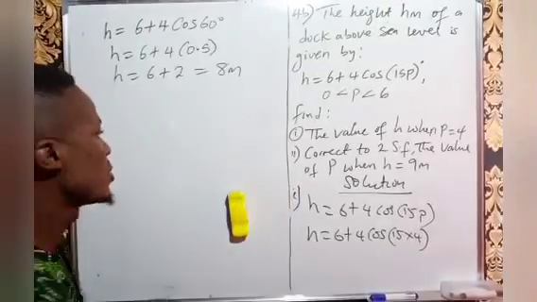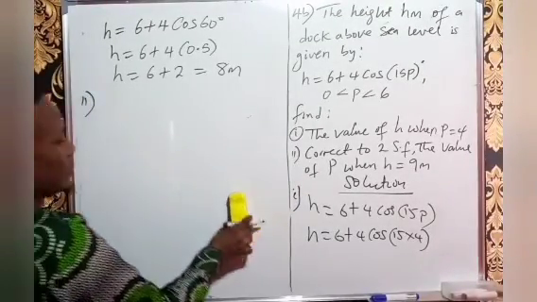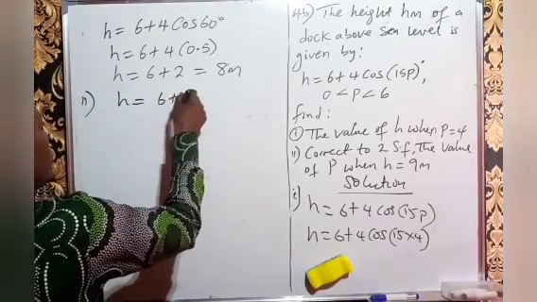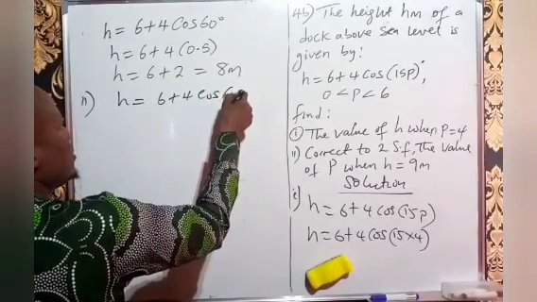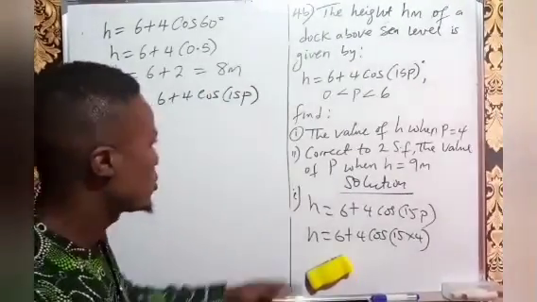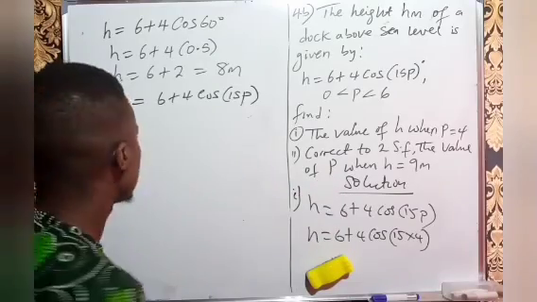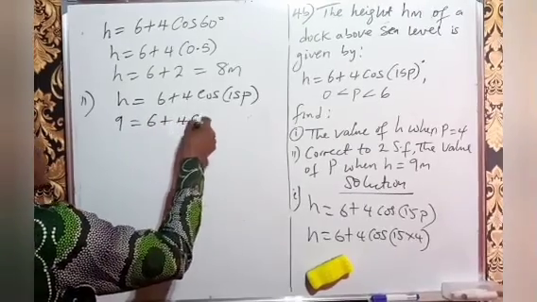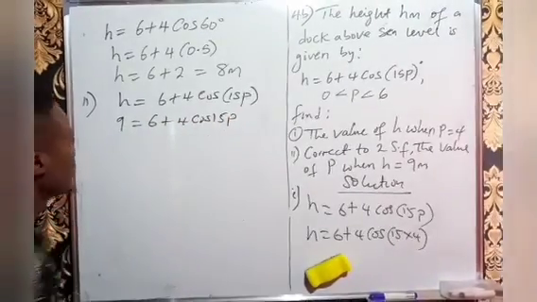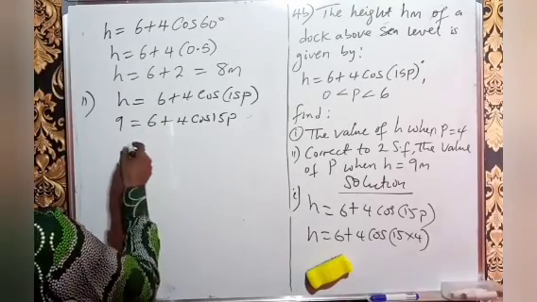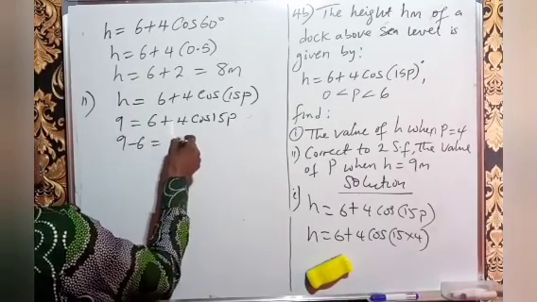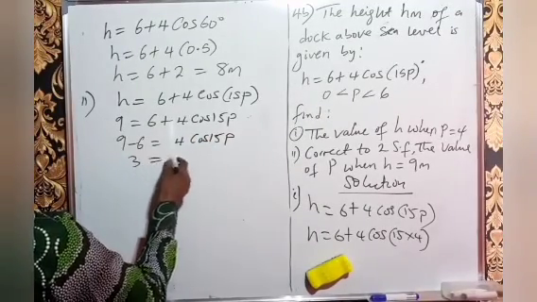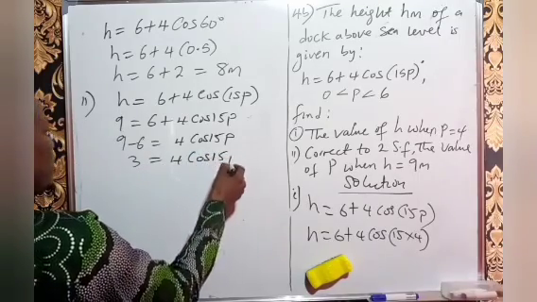So let's get to the second question. Look at the given equation. H is equal to 6 plus 4 cos 15p. And they said we should find the value of p when H is 9. So I'll plug in 9 for H in 9 equals 6 plus 4 cos 15p. Now this 6 will come here to meet 9. So we have 9 minus 6 is 4 cos 15p. 9 minus 6 is 3 equals 4 cos 15p.